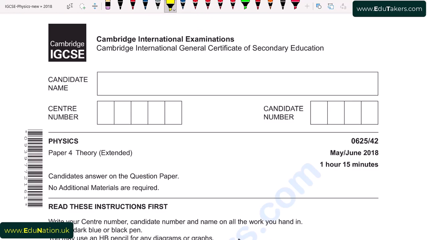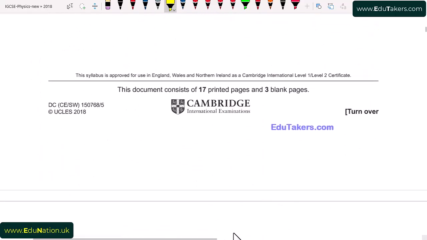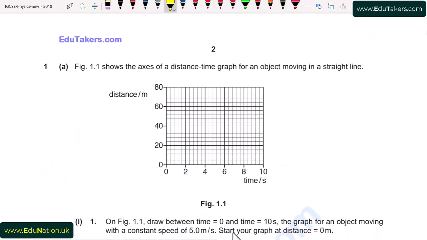Today we are going to solve Cambridge IGCSE Physics Paper 4 Theory Extended, held in May-June 2018, and the paper code is 0625 with variant 42. So let's start from question number 1. Question number 1, Part A. Figure 1.1 shows the axes of a distance-time graph for an object moving in a straight line.